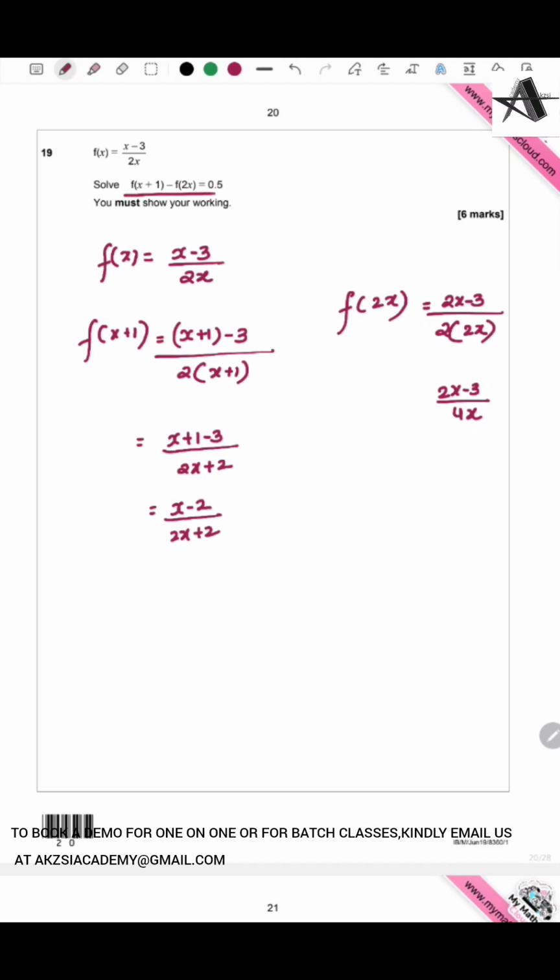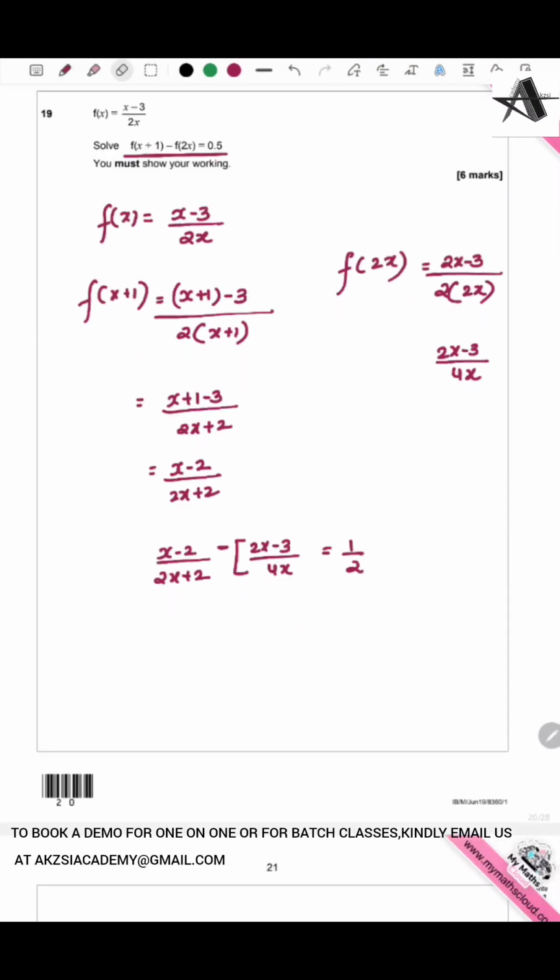Now I need to substitute these values. So f(x plus 1) is (x minus 2) over (2x plus 2), and f(2x) is (2x minus 3) over 4x, is equal to 0.5 or half. Now taking the LCM. The LCM is (2x plus 2) times 4x. To make it the same, you multiply this with 4x, and multiply this with (2x plus 2) as well.